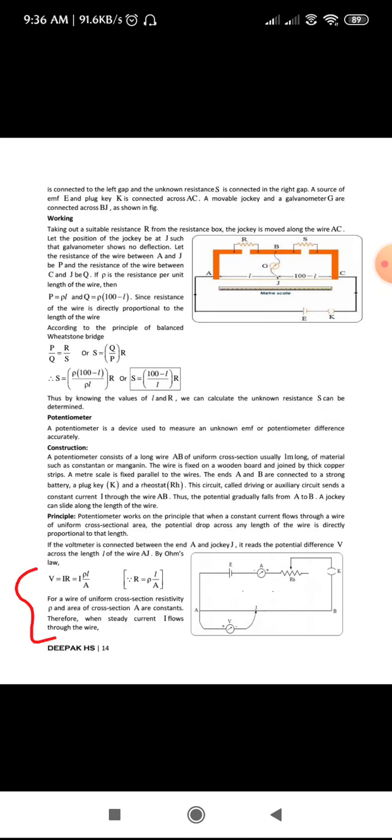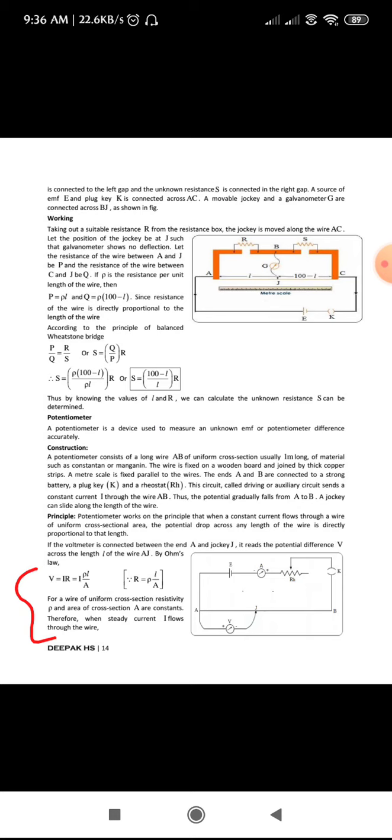As you keep on moving the jockey towards B, what happens? The length keeps on increasing, right? As the length increases, the potential drop also increases. That is the principle. When is that? When the constant current flows through the wire. Whenever the constant current flows through the circuit, the potential difference across any 2 points is directly proportional to the length of the wire. That is the principle.